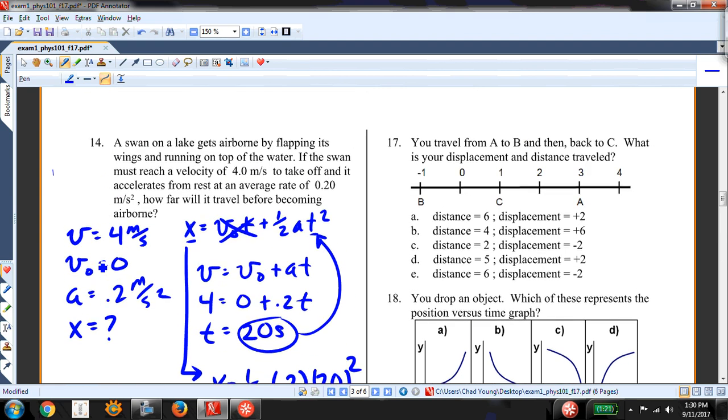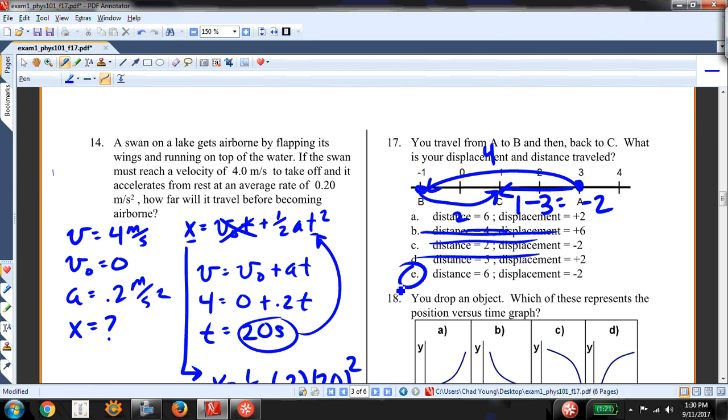You travel from A, you go to B, and then you go to C. What is the distance? What is the displacement? Well, the distance is 4 plus 2. So the distance is 6. So that gets rid of that one, and that one. And then my displacement is final minus initial. That's 1 minus 3, which is negative 2. Because my displacement is in this direction, 2 units to the left, or negative 2. So E is the right answer.